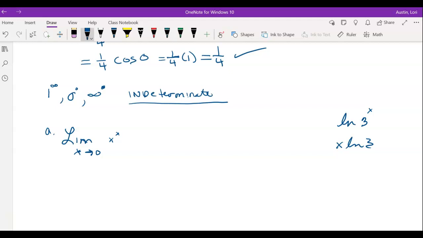The easiest way to do this, and I don't particularly care for the way the book sets it up, I'm trying to set it up a little bit simpler for you, is to say, all right, I'm going to let y equal my limit. When I have something with an exponent in it, I can take the natural log of both sides. Remember, what you do to one side of an equation is fine as long as you do the exact same thing to the other side. So we can go ahead and take the natural log of both sides.